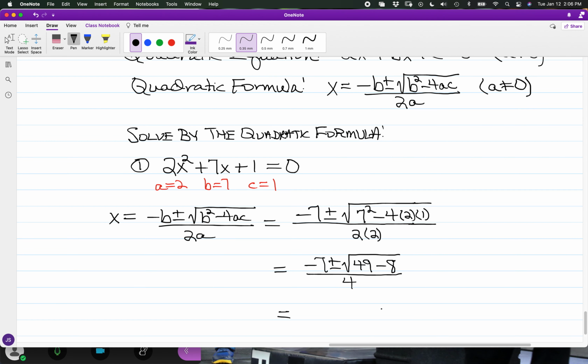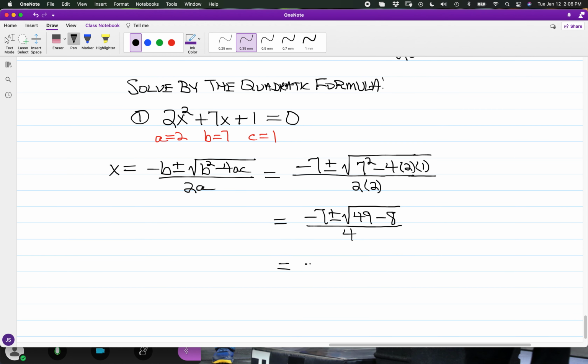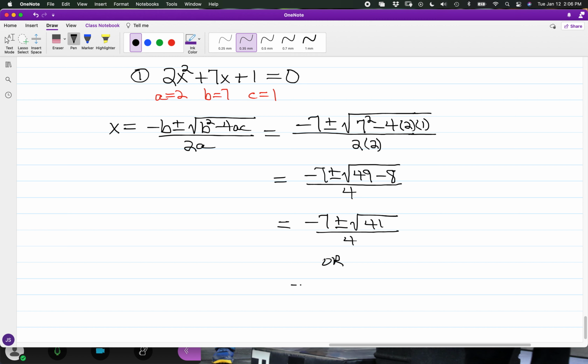And so what we will have here is negative 7 plus or minus the square root of 49 minus 8, which is 41, all over 4. And again, if you itemize, at the upper end we have negative 7 plus the square root of 41 all over 4, and negative 7 minus the square root of 41, also over 4.